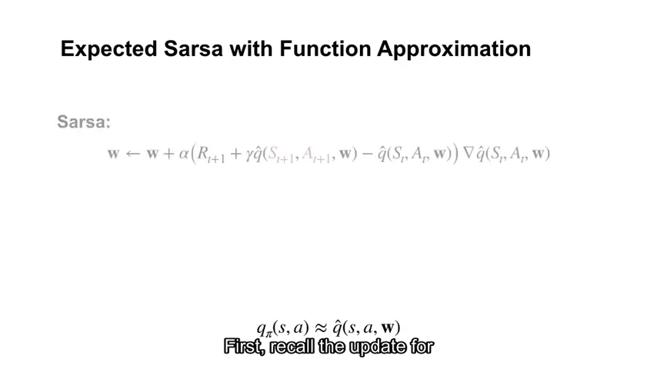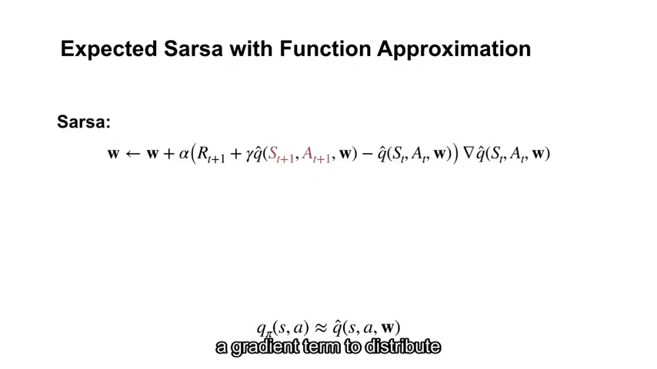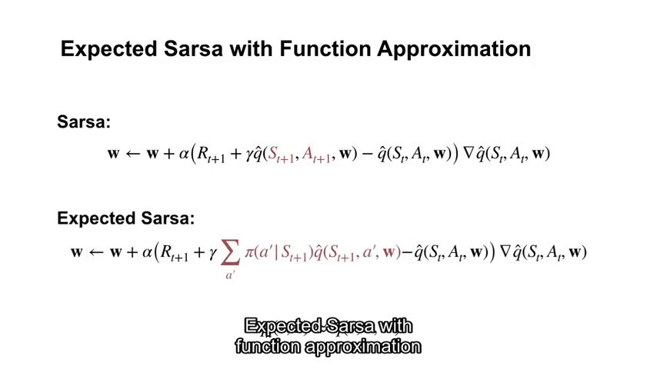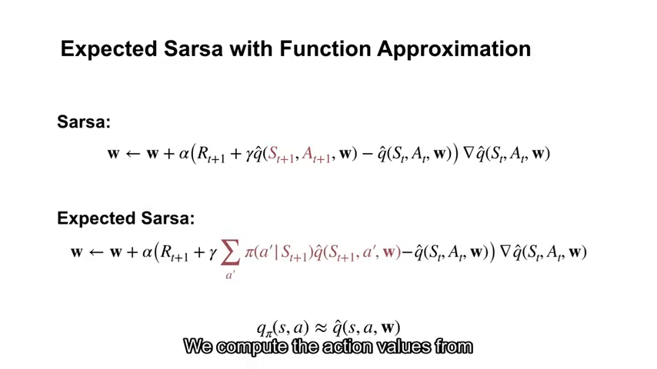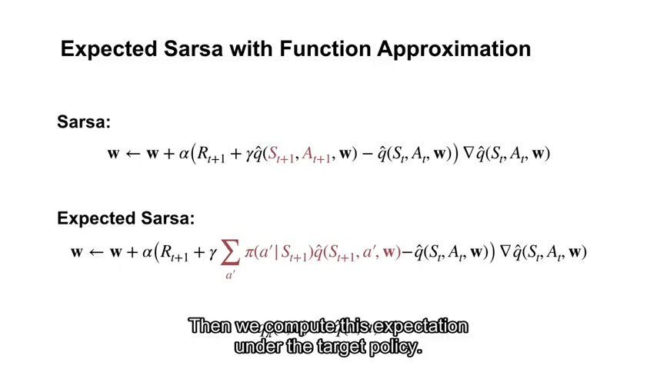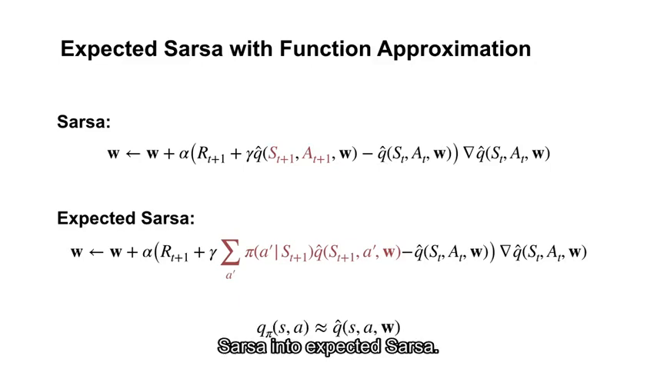First, recall the update for SARSA with function approximation. It looks similar to the tabular setting, except the action value estimates are parameterized by the weight vector W. We also have a gradient term to distribute the error to the weights appropriately. Expected SARSA with function approximation follows a similar structure. We compute the action values from a weight vector for every action in the next state. Then we compute its expectation under the target policy. And that's all we have to do to change SARSA into expected SARSA.